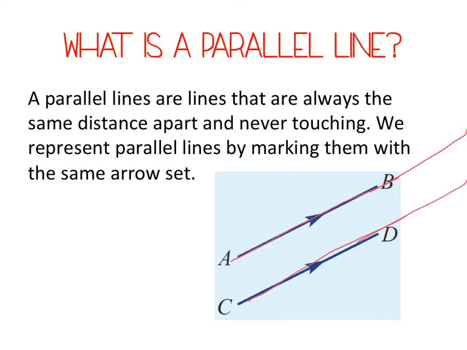Now, in mathematics, if you get given a diagram that has parallel lines in it, more than likely you will be given these same lines with indicators on them, like these two little arrows, or they might look a little bit like that. They might have lines on them like that. They are marked to represent that the two lines are parallel.